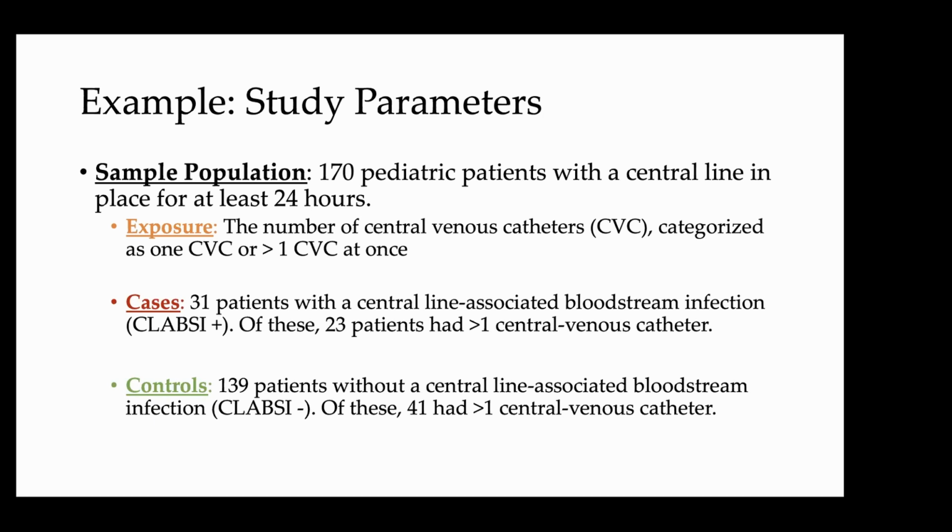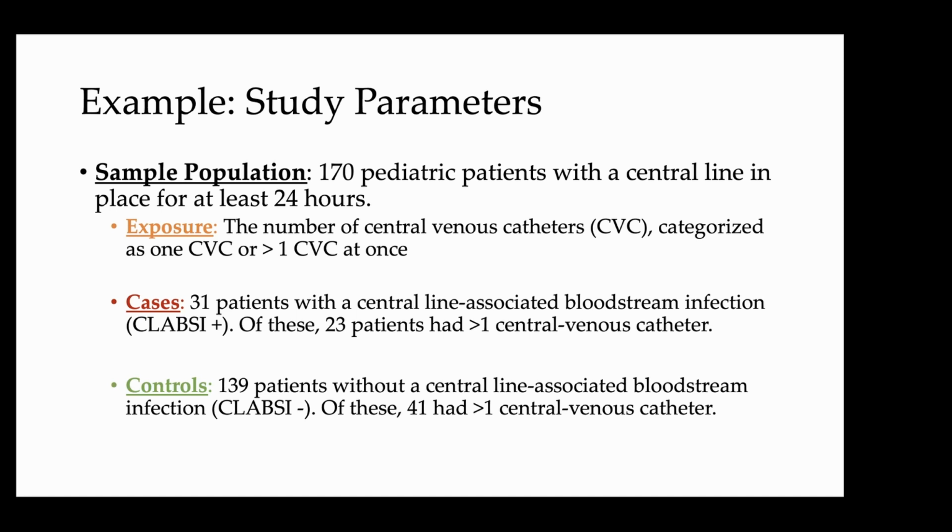Now we need to determine the number of cases of central line associated bloodstream infections. Out of this 170, we had 31 cases, and then we have 139 controls. We'll also need to determine which of our cases and controls had our exposure. Out of our 31 cases, we had 23 patients with more than one central venous catheter. And out of our controls, we had 41 patients with more than one central venous catheter.